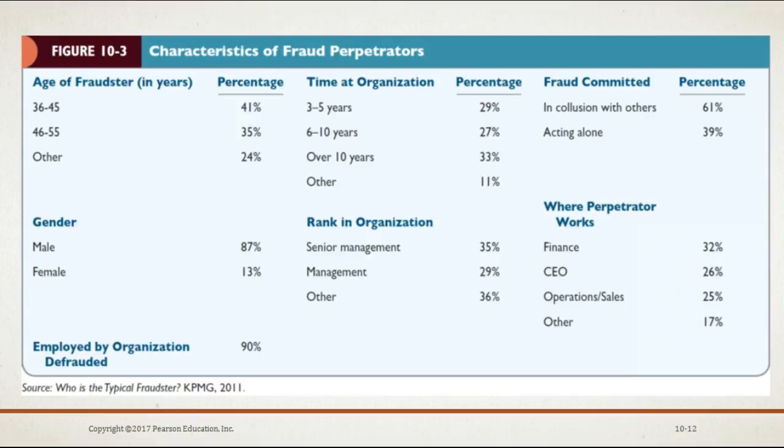Figure 10-3 summarizes the profile of the fraud perpetrators in 348 actual fraud cases examined by KPMG. The characteristics are based on age, gender, time at organization, the employee's rank in the organization, where the perpetrator works, whether the perpetrator was employed by the organization, and the type of fraud committed by the employee. In this figure, you can observe that collusion with others has the highest percentage when fraud was committed. Also, 90% of the perpetrators of fraud in this illustration were employed by the organization. You can find Figure 10-3 on page 301 of your textbook.